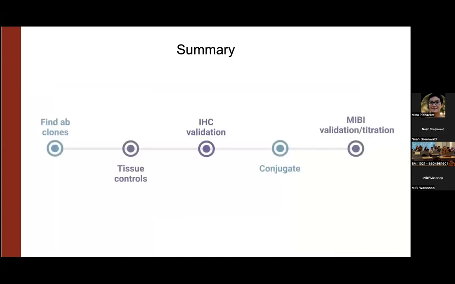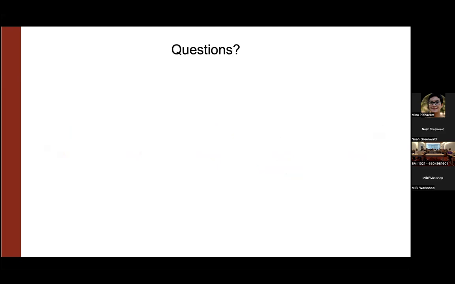on MIBI. So with that, I hope I was able to convey how to find antibody clones to validate on MIBI, what the pipeline is that we use to validate, and how we go about using MIBI to titrate the antibody and to make sure that it's actually finding the right target.